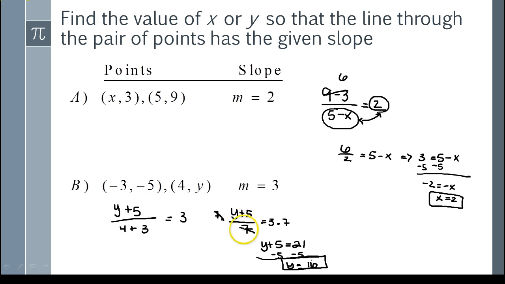4 plus 3 in the bottom gave me 7. So then I multiplied both sides by 7 to make that go away. So y plus 5 equaled 21. Subtract 5 from both sides and we should get that y is 16.